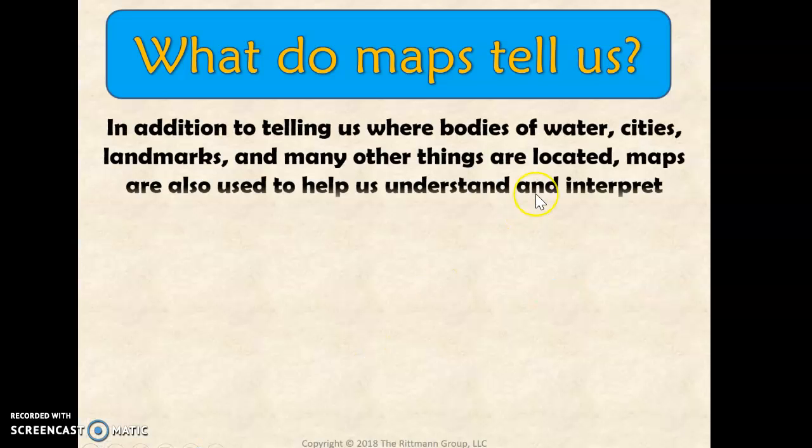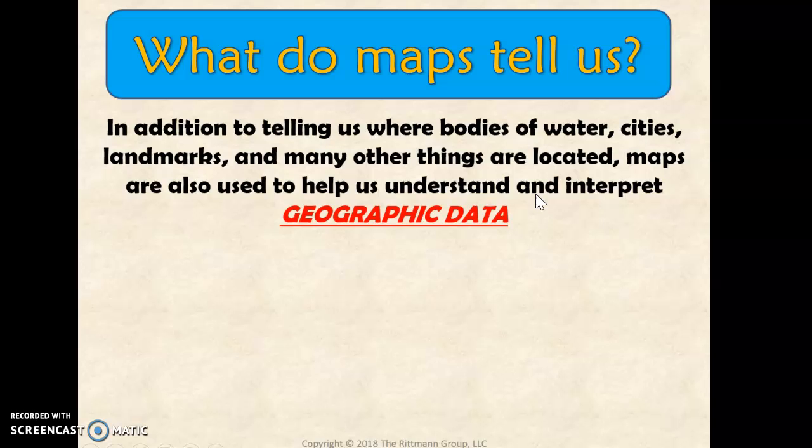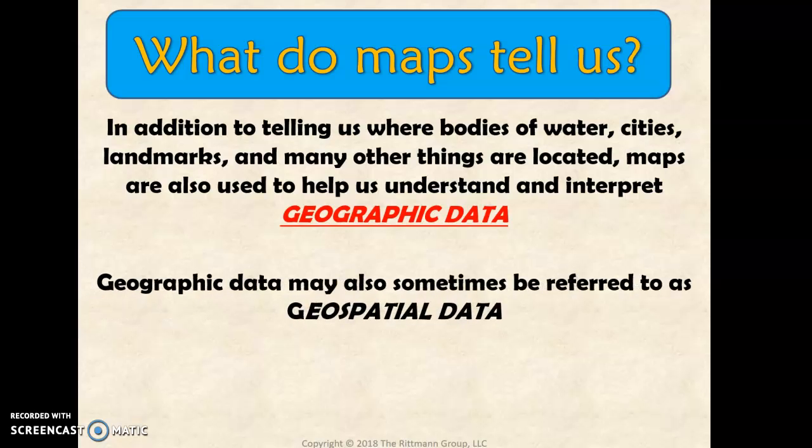Well, in addition to telling us where bodies of water, which would be a physical map, and cities, which would be a political map, and landmarks and many other things are located, maps are also used to help us understand and interpret what is called geographic data. Geographic data would take us to our thematic maps. Geographic data can also be called geospatial data.